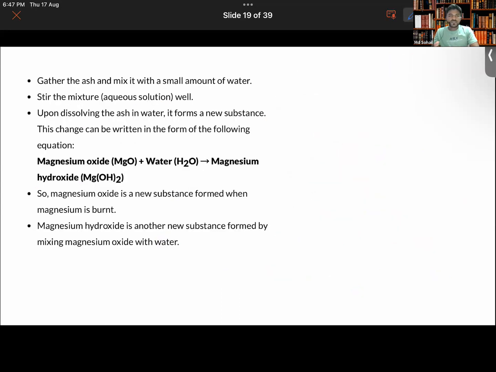Now, the white powder which you have got, which we are calling ash, gather some of that ash and let's mix it with some amount of water. So MgO plus H2O, that's what we are doing. We are mixing the white powder with water. Now what will happen? First we will mix the solution very well. Here the term is aqueous solution. Why do we call it aqueous solution? Because we have added water in it.